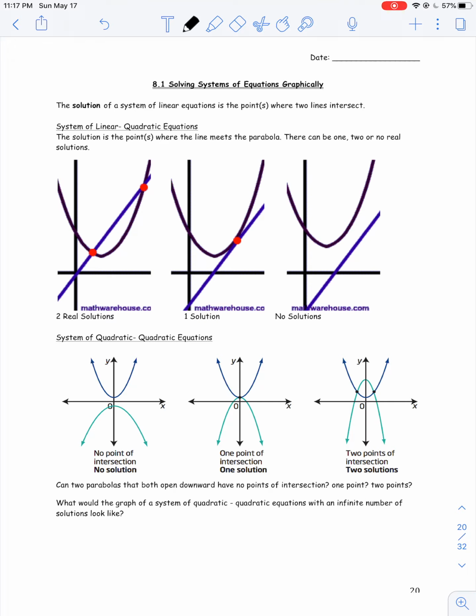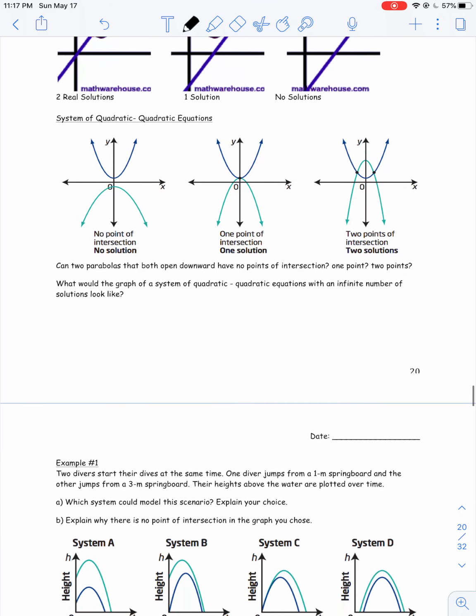have two intersection points. You can have one solution if there is one intersection point, and you can have no intersections if there's no solutions. And then quadratic, same idea. You can have, in this case right here, no solution where the quadratics don't touch at all. You can have one point of intersection where they touch once, and you can have 2 points of intersection.